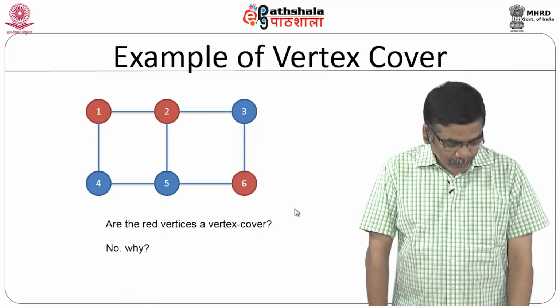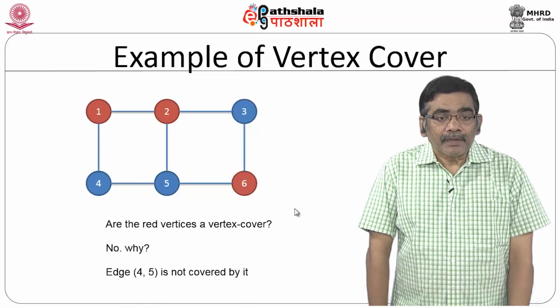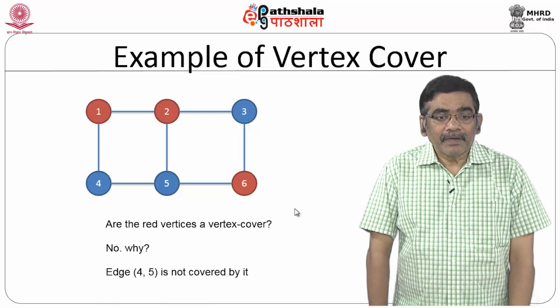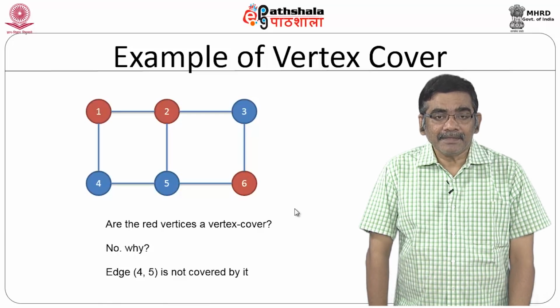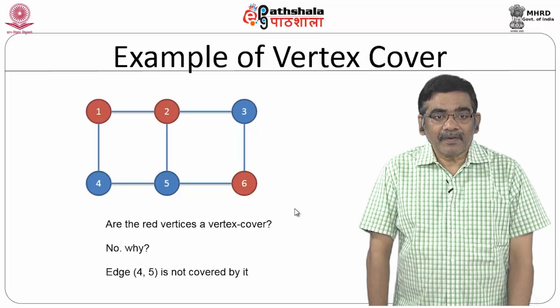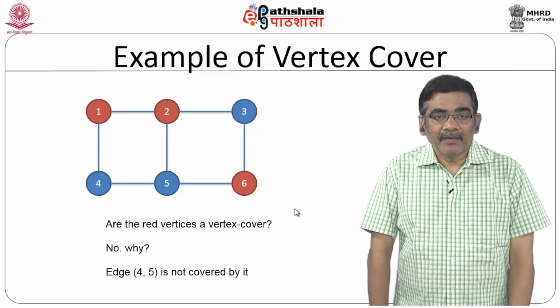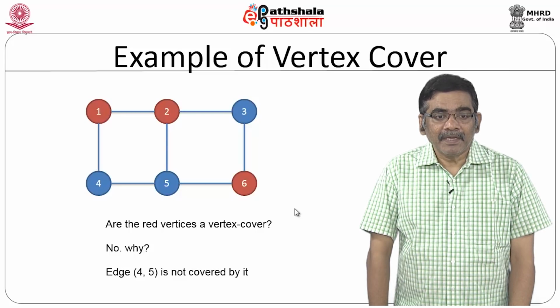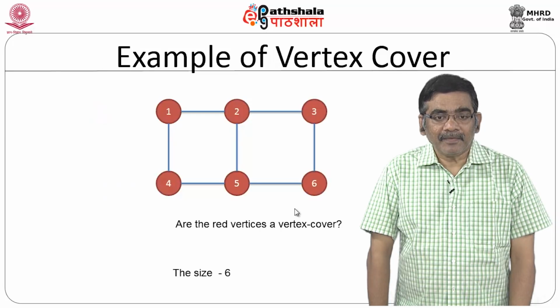Fine. Now you take this particular case. Can we call the set of vertices 1, 2 and 6 a vertex cover? Again you can see that it is not a vertex cover because the edge 4, 5 is not covered by that. So, that means it is not a vertex cover.